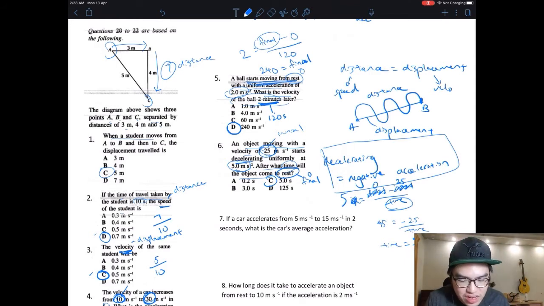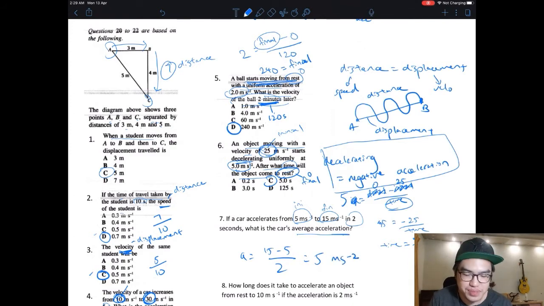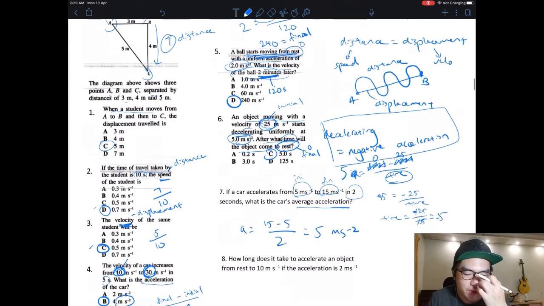Question 7. If a car accelerates from 5 to 15, so very simple here, this is initial, this is final, in 2 seconds, what's the average acceleration? You don't need to know the average, just calculate the acceleration. So a equals 15 minus 5 over 2. So 10 over 2, you get 5. Don't forget your unit, that's m/s², because acceleration is divided by time twice. Alright, simple.